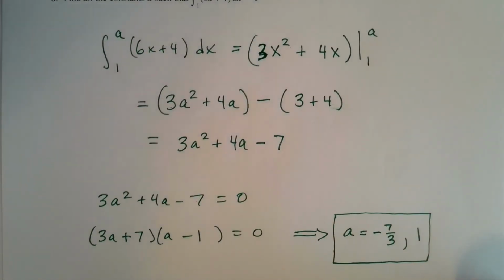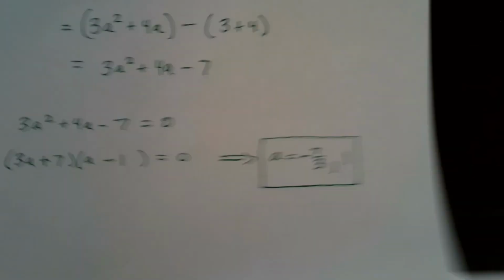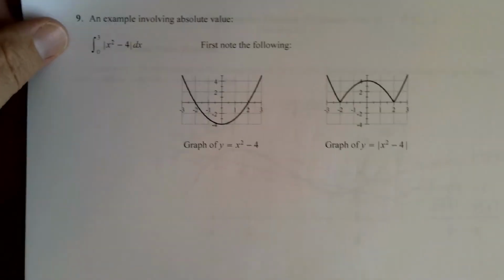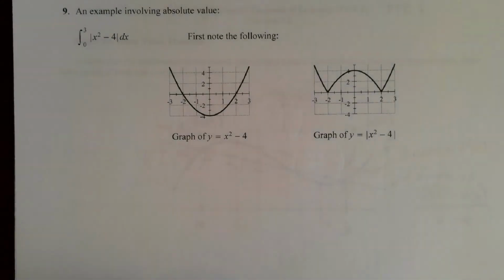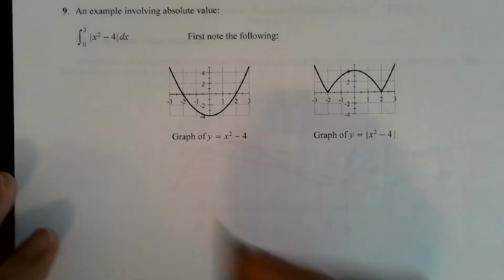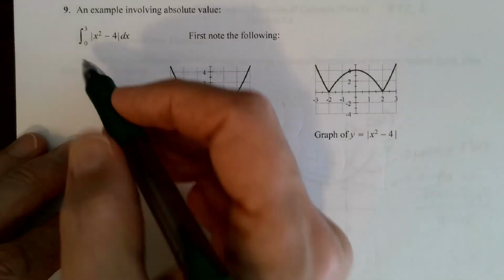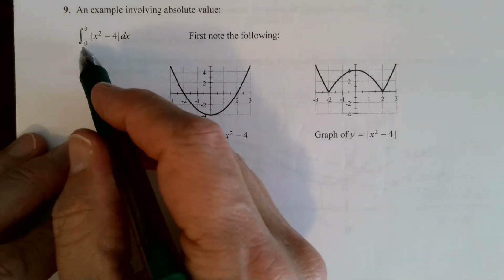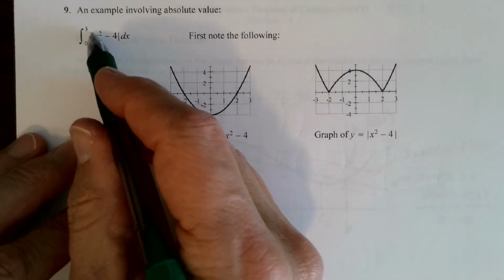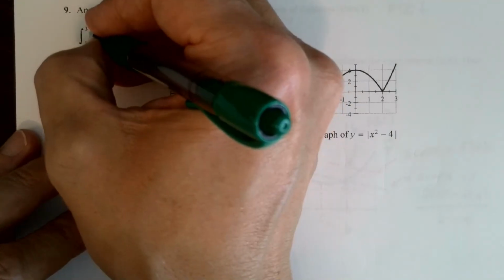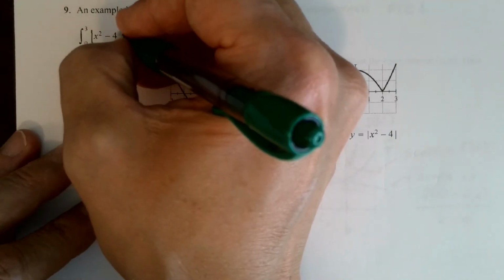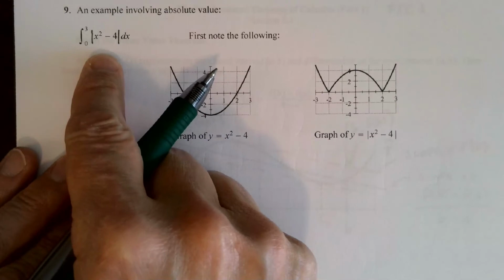All right, last example. What I want to look at is definite integrals involving absolute value. So this causes a little wrinkle. We haven't talked about this. What would the antiderivative from 0 to 3 be, and this is absolute value here, absolute value of x squared minus 4.